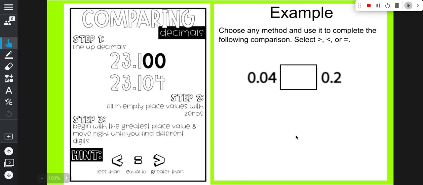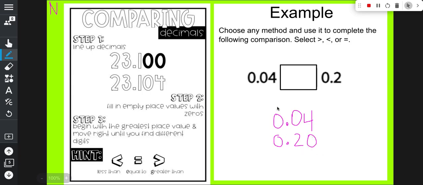All right, comparing decimals. This is not on your note sheet, so this is something you might want to take some notes on. When you're comparing decimals, the very first step is to line up your decimals. If you have any empty spaces, you're going to fill those in with zeros. And then you begin with the greatest place value and move right until you see different digits. So if I line these digits up, I have 0.04, and I'm going to line up 0.2. My 2 has something missing here, so I can add in a 0 to hold places.